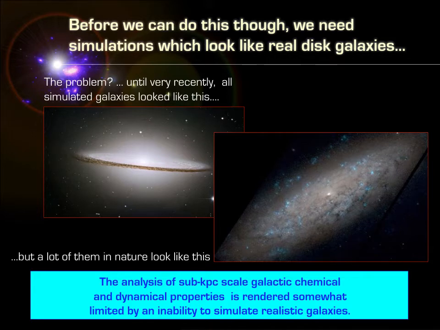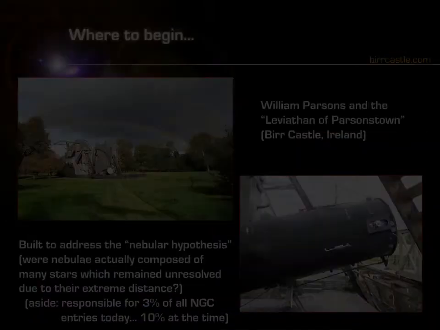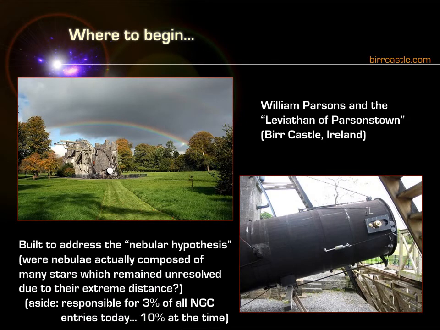So I said I would do a whirlwind tour of the history of galaxy formation simulations. The place I'm going to start is not actually with a simulated galaxy. It's with a telescope. It's called the Leviathan of Parsonstown. It was built in Ireland at Birr Castle by William Parsons in the early 1840s. It's a beautiful piece of equipment.